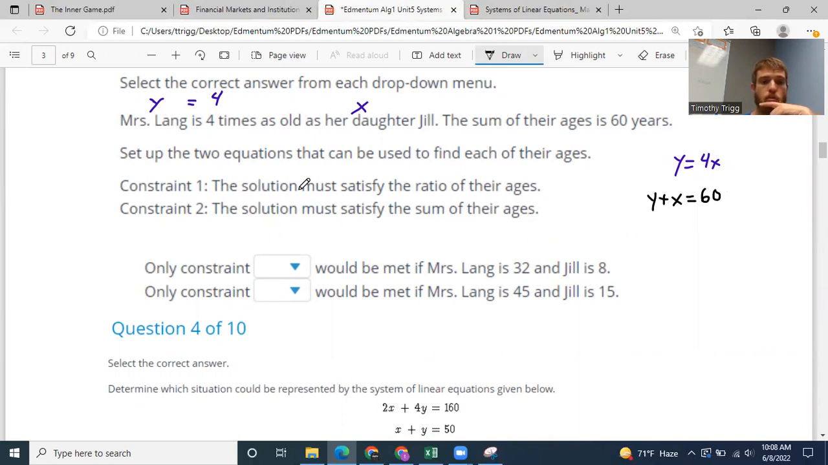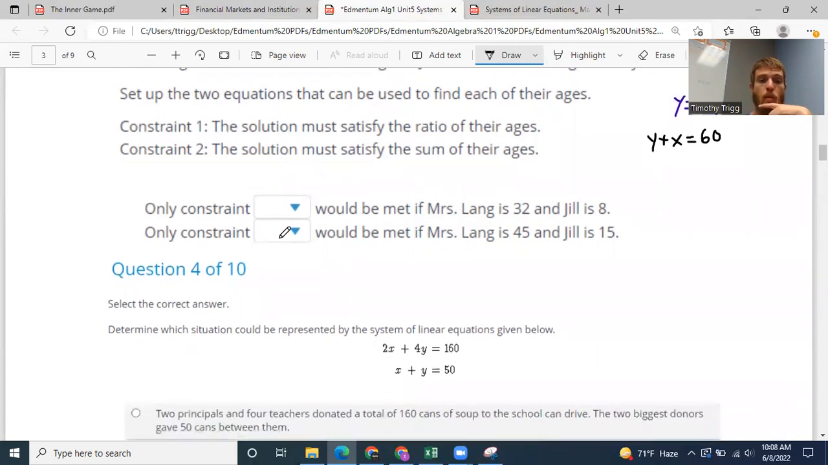So constraint 1, the solution must satisfy the ratio of their ages. So Mrs. Lang being 4 times as old. Constraint 2, the solution must satisfy the sum of their ages. So their sum must be 60 years. Okay, only constraint blank would be met if Mrs. Lang is 32 and Jill is 8.